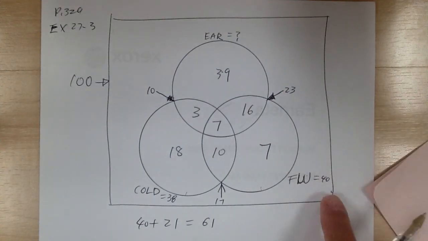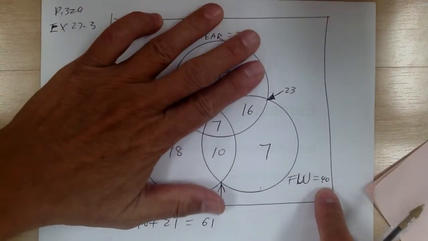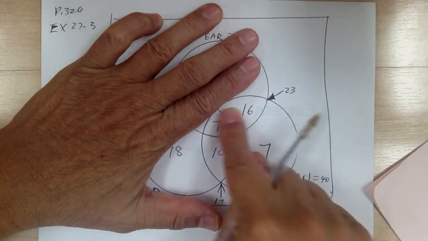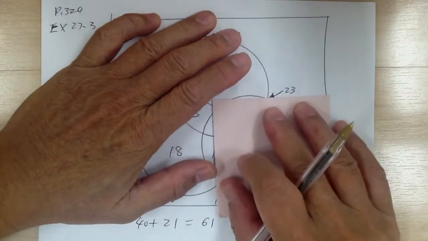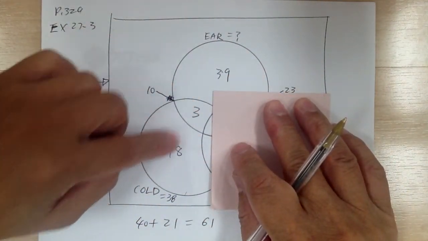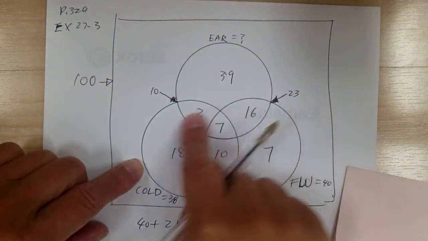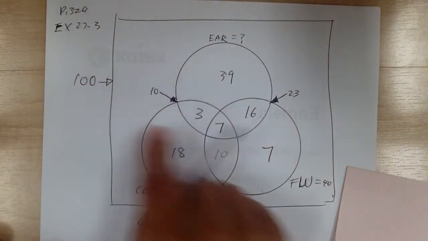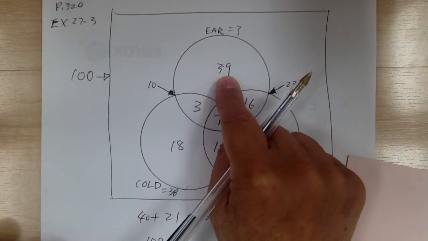Again, you don't have to re-add this because it tells you that the flu is 40. So this circle is 40. That takes care of that 40, and this is 21. So that means this whole thing over here is 61. So 100 minus 61 gives you 39.